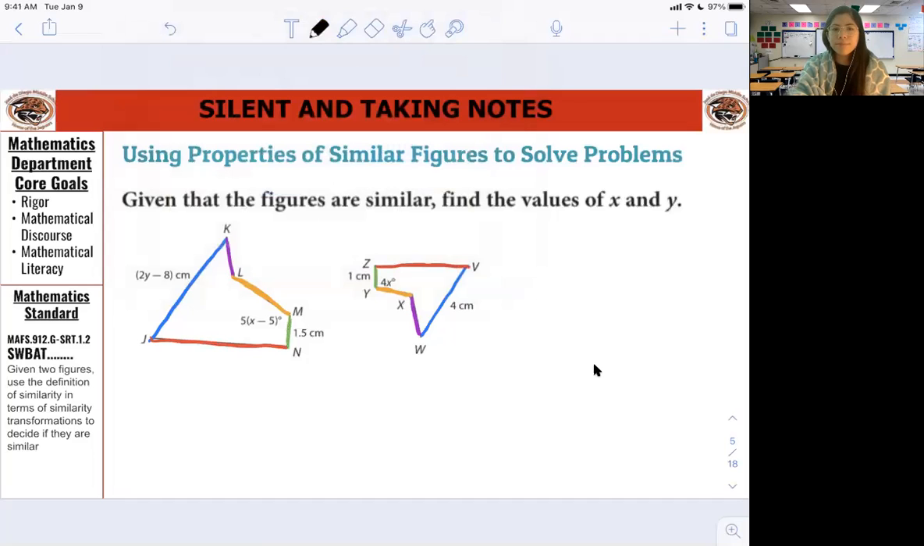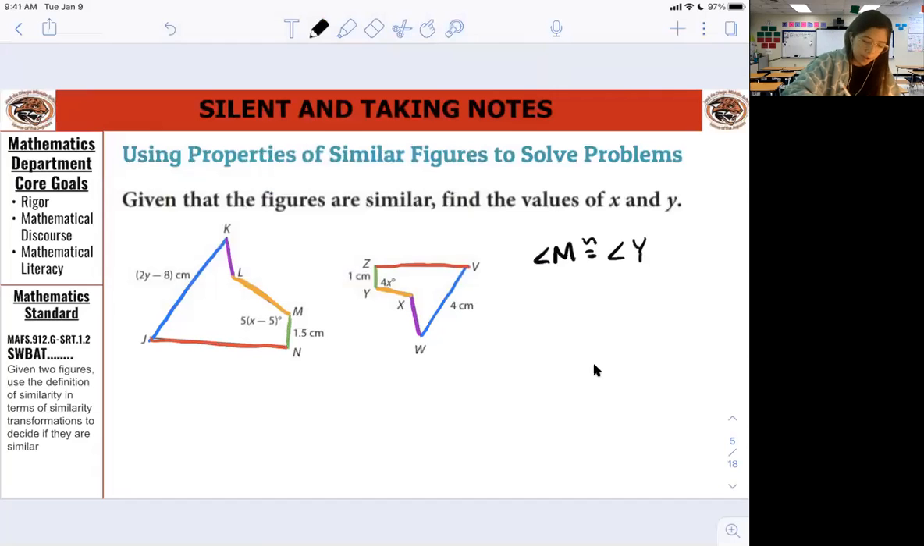Wait, aren't we supposed to do that big to small thing first, or does it matter? Yes, but that only works for the side lengths, for the measurements of the sides. Oh, okay. But when you're doing the angles, remember what is true about each of those corresponding angles? They're congruent, exactly. So for example, angle M is congruent to what? Angle Y.